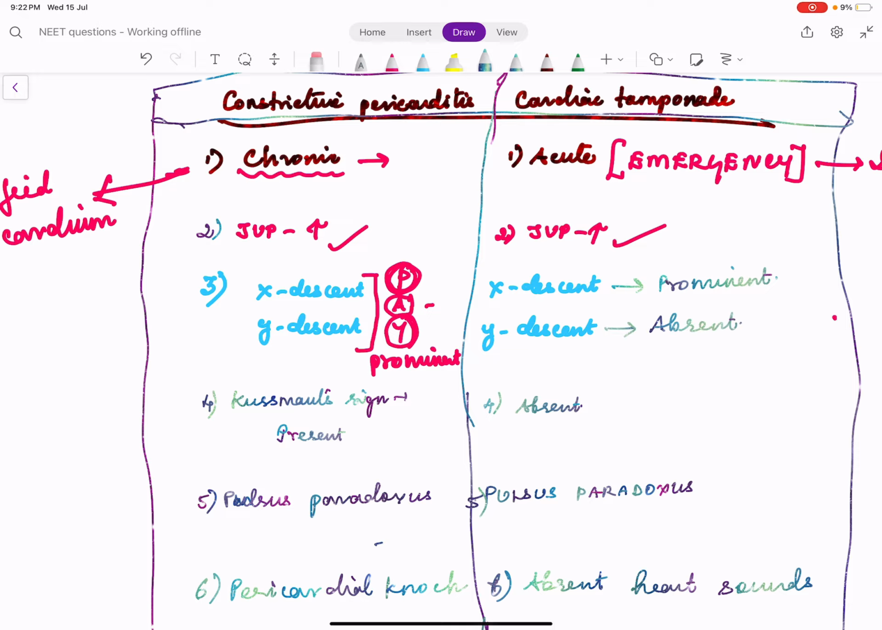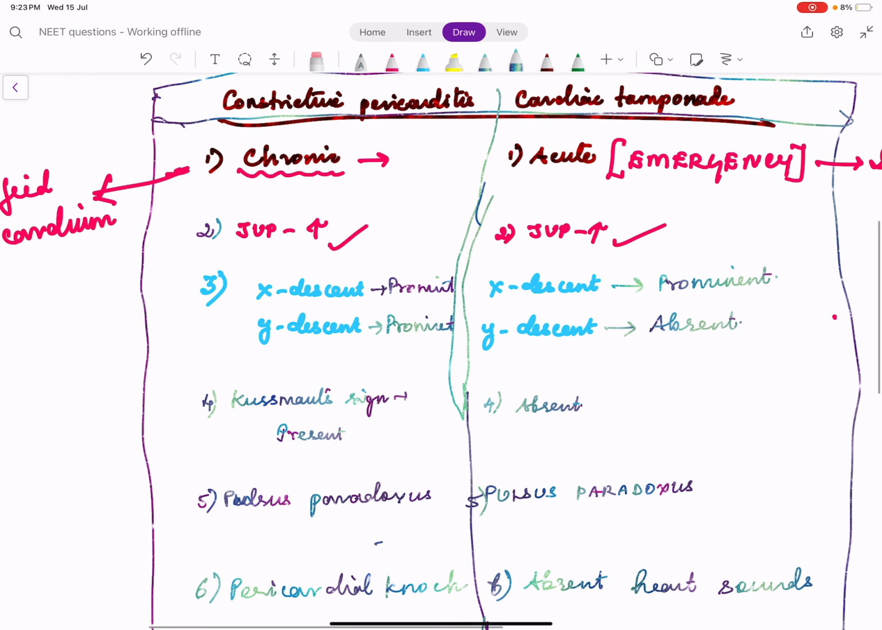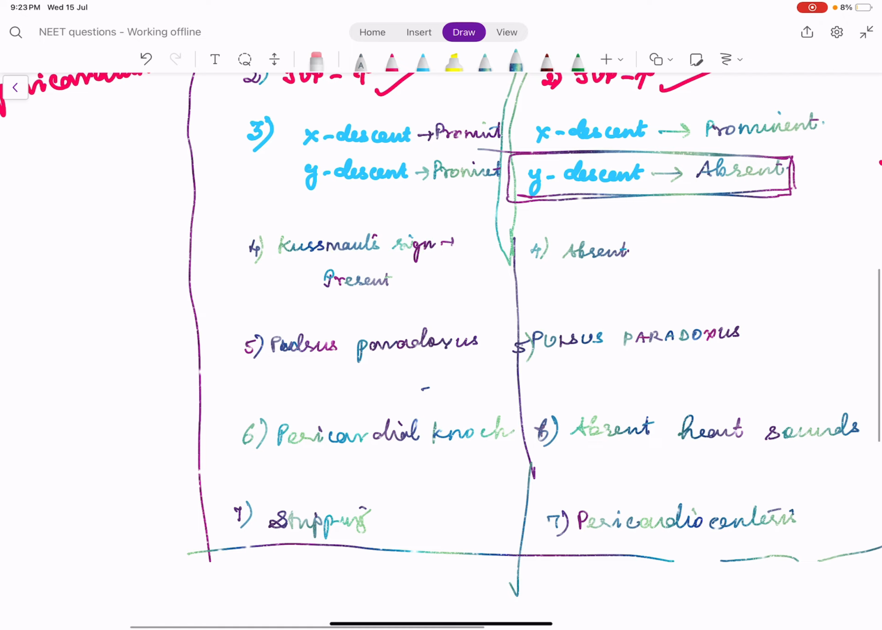If you remember physiology, Y descent is the wave which occurs due to the late filling of the ventricle, the filling of the atria. The atrial filling does not occur in tamponade. So even if you don't remember that fact, remember the mnemonic PYTAX. Both X descent and Y descent are prominent in pericarditis, whereas only X descent is prominent in tamponade, Y descent is absent. Remember this. This was asked in the 2024 NEET. So why is Y descent absent? Because the late filling of the atrium is absent.